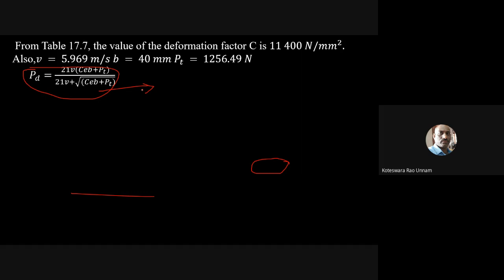Just refer your data book and tell me. Sir, yes, sir. This formula, what is given? Maximum dynamic load Fi is equal to incremental load is equal to 21V into CB plus FT by 21V plus root over CB F plus FT.